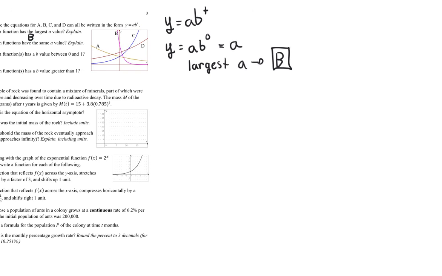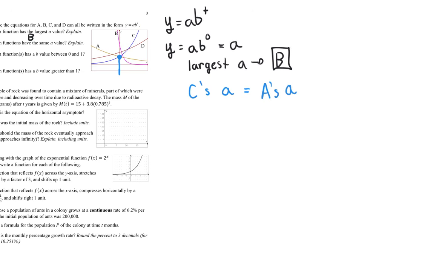So now for which two functions have the same a value, it's going to be whoever's are equal on the axis. So if we look right here, c and a are equal. So c's a is equal to a's a.